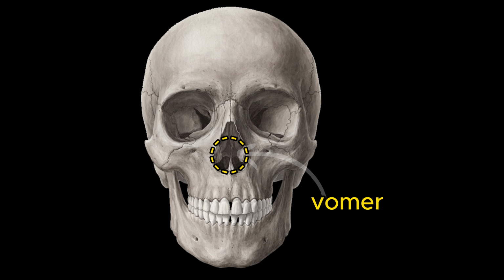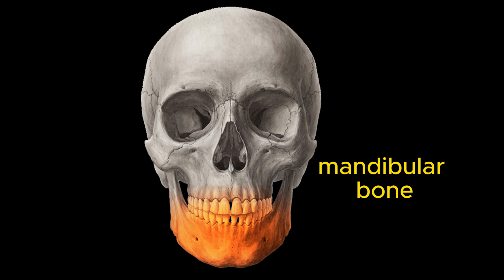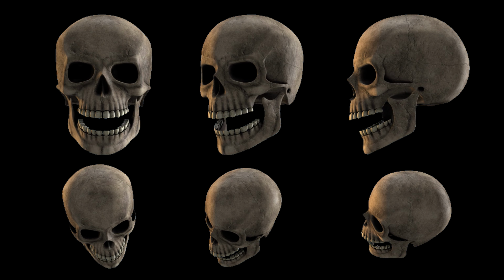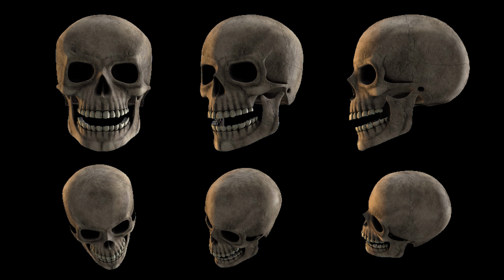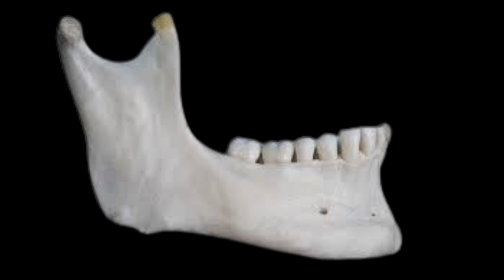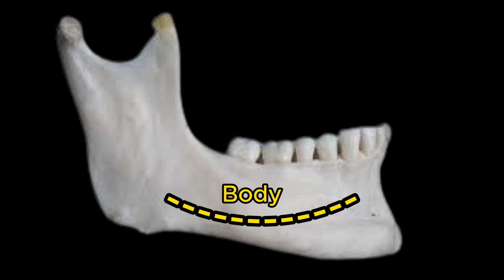There is a small bone called the vomer bone. It forms the lower 2/3 of the nasal septum. The mandibular bone is the largest and strongest bone of the face. It forms the lower jaw. It also articulates on either side with the temporal bone, forming the temporomandibular joint. The mandible consists of a horizontal body, anteriorly, and 2 vertical rami, posteriorly.